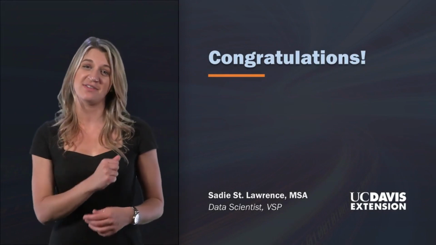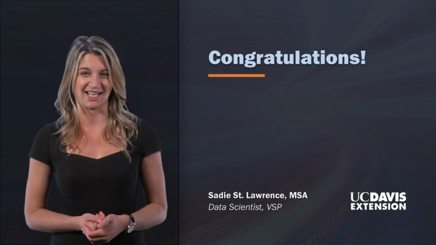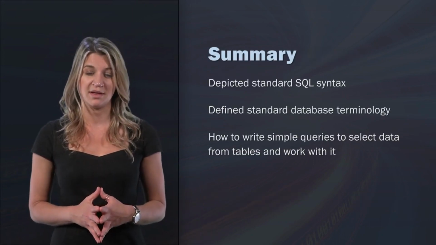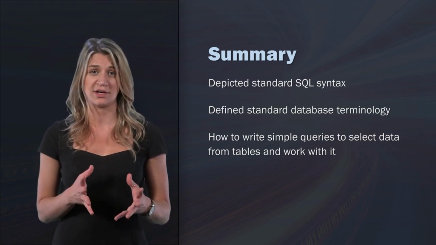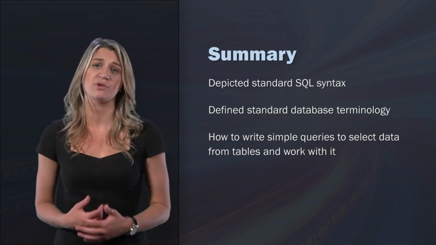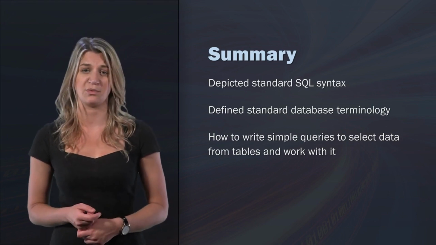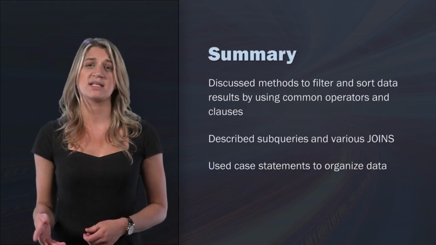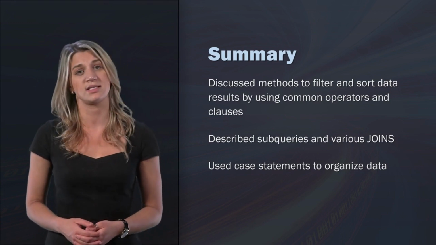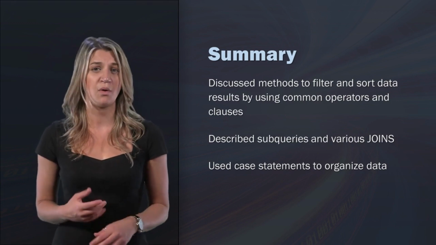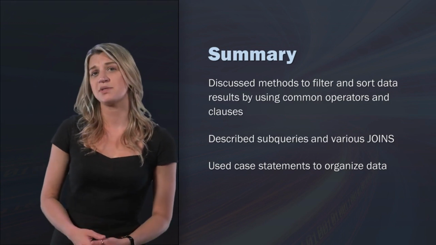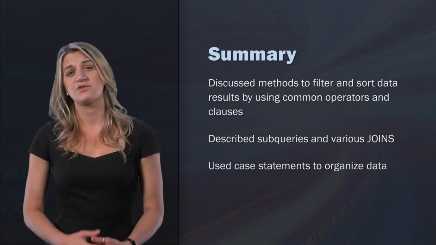Congratulations! You've successfully completed this course on SQL for Data Science. In this course, we went over an extraordinary amount of material. We started simple by going over standard SQL syntax, some standard database terminology, and how to write simple queries to help you select data from tables and work with it. We moved on to discussing methods to filter and sort your data results by using common operators and clauses like where, like, order by, group by, and between. We also spent quite a bit of time talking about subqueries and different kinds of joins.